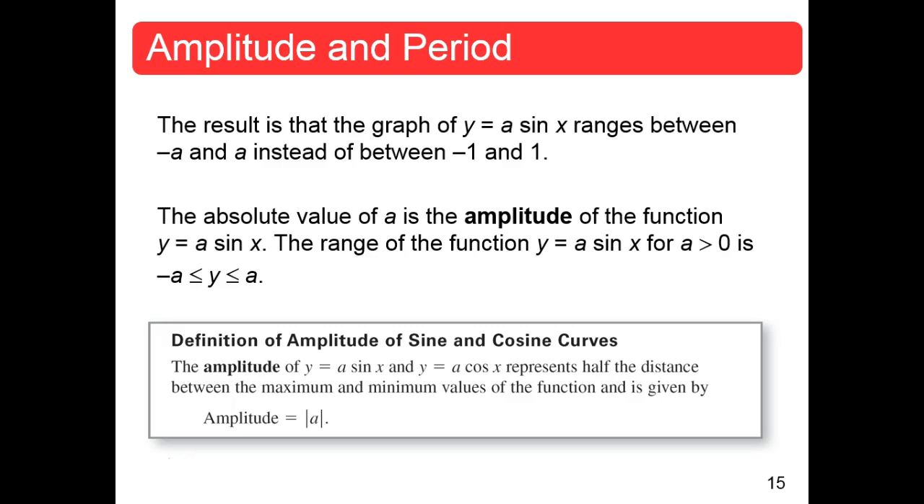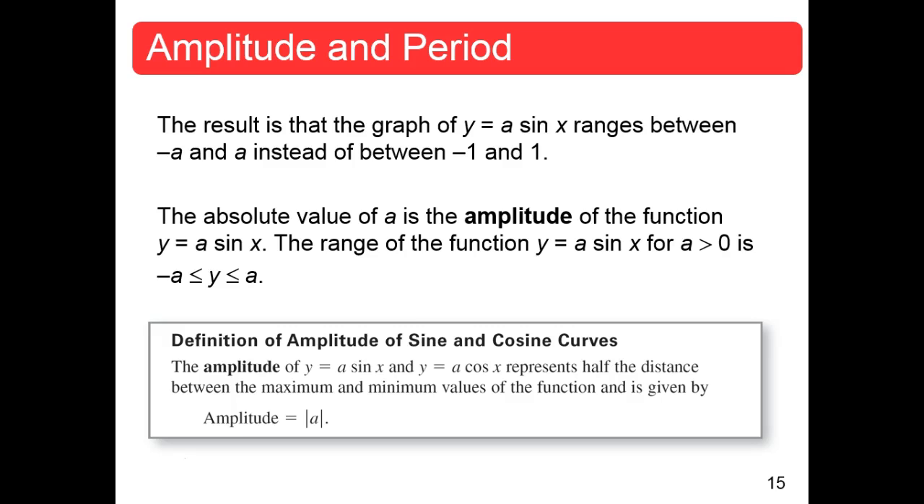The result is that the graph of y is equal to A sine x now no longer ranges between minus 1 and 1. It ranges between minus A and A. Okay? Because that's what you're multiplying by. Before, ours was 2 sine x. That would range from minus 2 to plus 2. If this was 0.3, it would be minus 0.3 to positive 0.3.